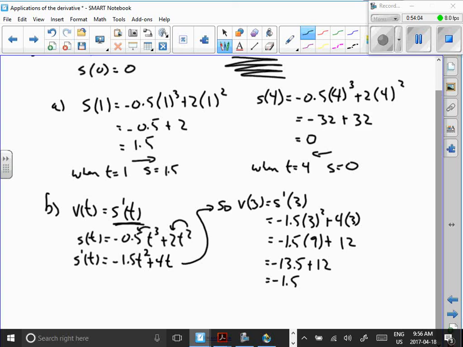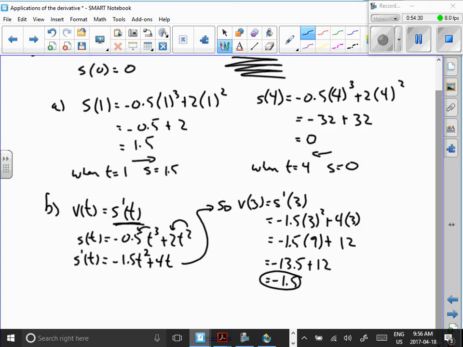The velocity is negative. What's it tell us? It's going back. The velocity, remember from the vectors part of the course, velocity includes direction and magnitude. The magnitude is 1.5, the direction is negative. So if we're thinking right and left, this is going to the left. Right? We don't have a unit, so we'll just leave that.